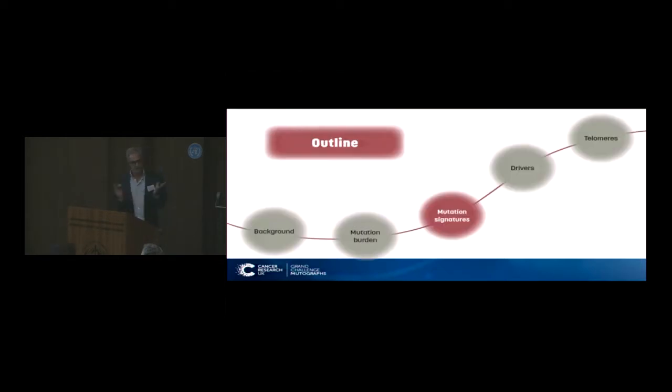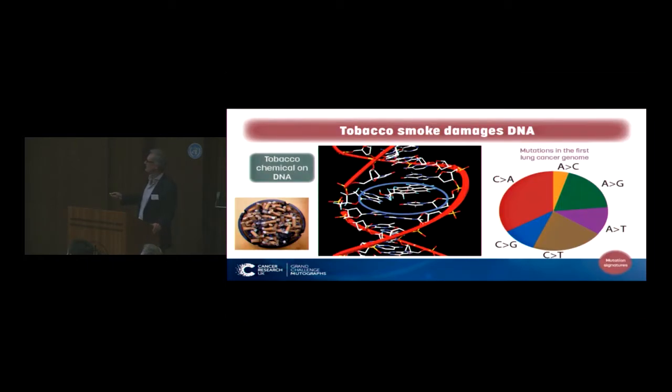So that's mutation burden, clearly a rather more complex picture than we were anticipating when we started this. I thought it would be relatively straightforward, but the within-patient heterogeneity is totally unexpected. So we can drill into that in a little bit more detail and look at the mutational signatures. This is a Mutographs meeting, after all. This is what a tobacco carcinogen looks like on your DNA.